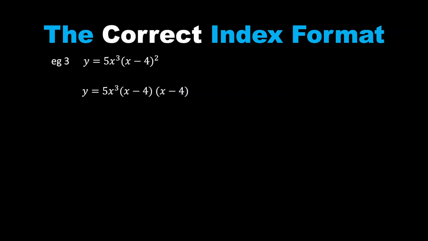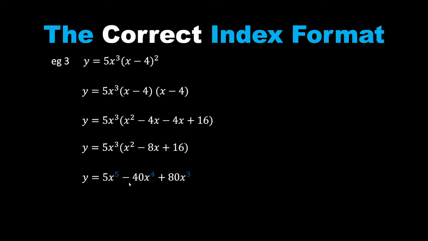So expanding those brackets out, I will do x times x, which makes my x squared, and I will do the negative 4 times the negative 4, which makes my positive 16. However, I also need to do x times negative 4 and negative 4 times x. That simplifies by grouping my like terms in the middle here to make negative 8x. And then this bracket needs to be multiplied by the value out front. 5x cubed multiplies by each of these terms, giving me 5x to the power of 5 minus 40x to the power of 4 plus 80x to the power of 3.